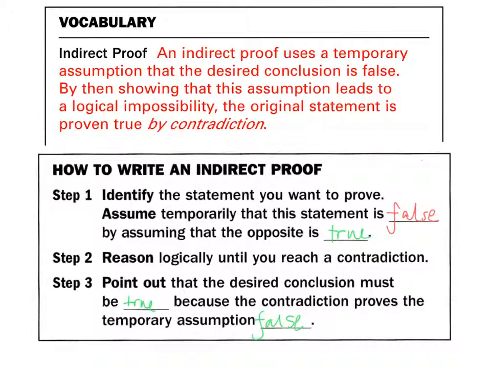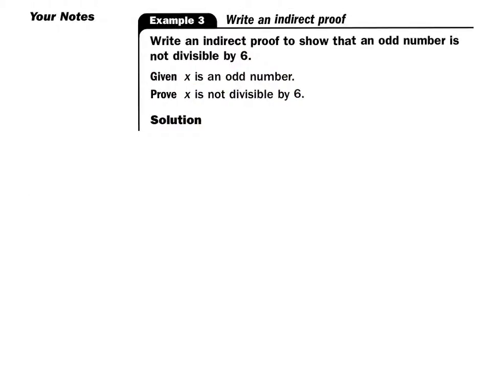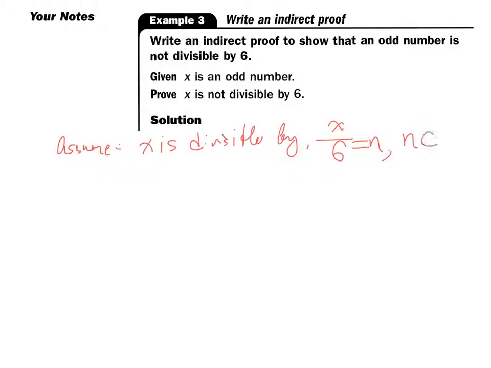So let's look at an example here. To prove this, we're going to temporarily assume x is divisible by 6. And that means that x divided by 6 equals an n, and n belongs to the natural numbers. N is an element of the natural numbers.